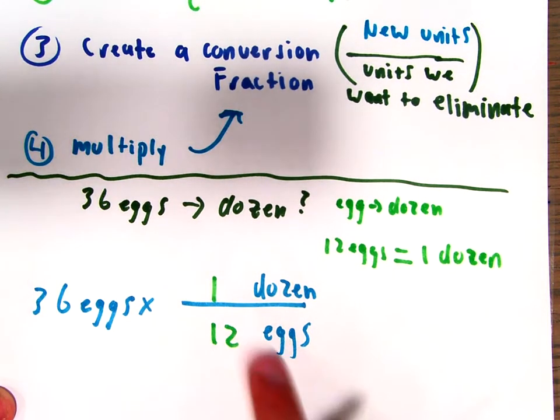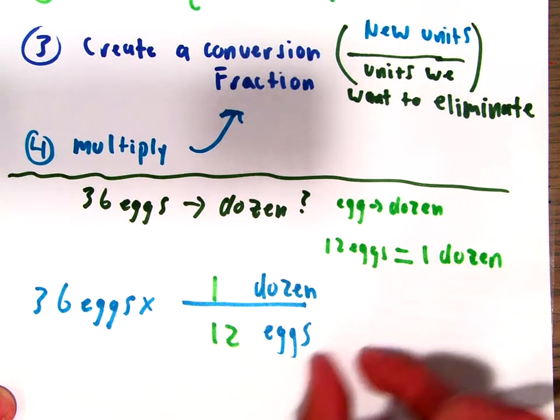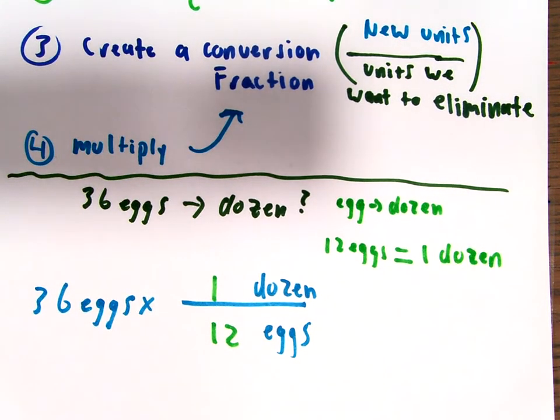I wouldn't put 12 up here because eggs is down here. That's why I put this. So basically I took this whole thing and I just put it down there. Okay. Last part, multiply.